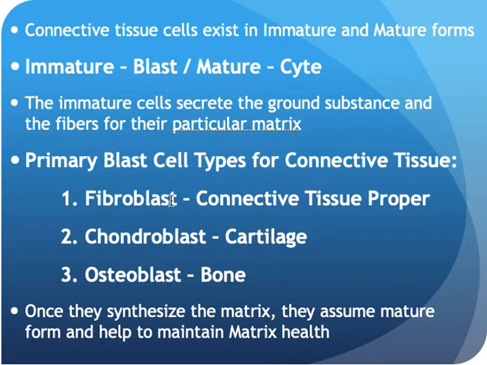You get fibroblasts. They're going to be immature again, but this is for my connective tissue proper. We're going to get chondroblasts. They're going to be for our cartilage. Anytime you see chondro, you want to think about cartilage. Osteoblast, osteo is always going to mean bone, okay? And then again, once they synthesize the matrix, they're going to assume this mature form, and they're going to help to just maintain that matrix health for me.